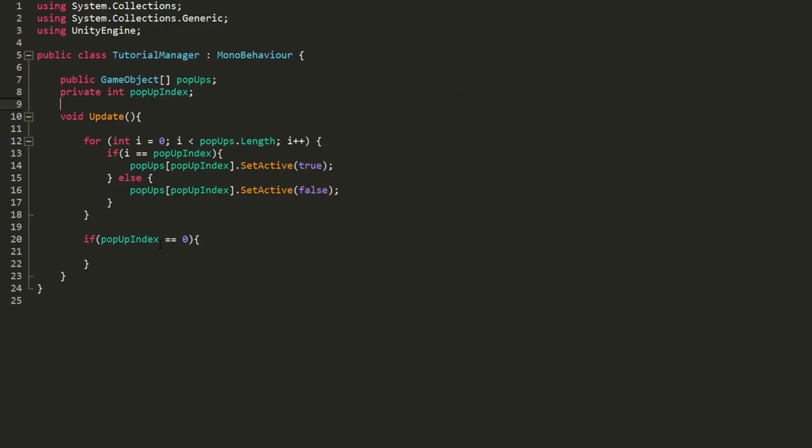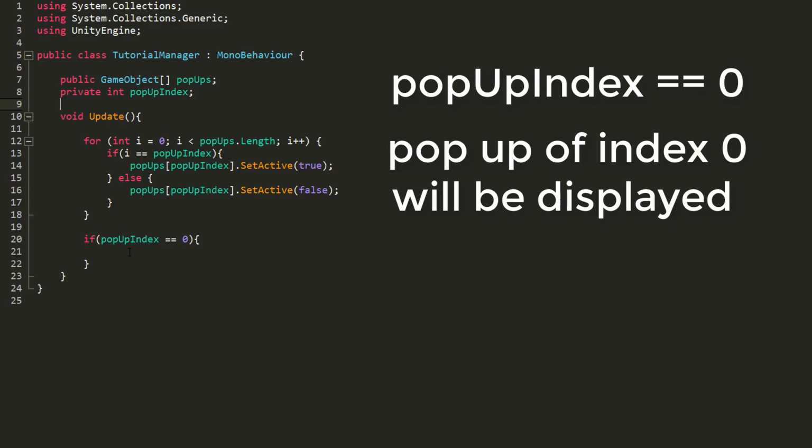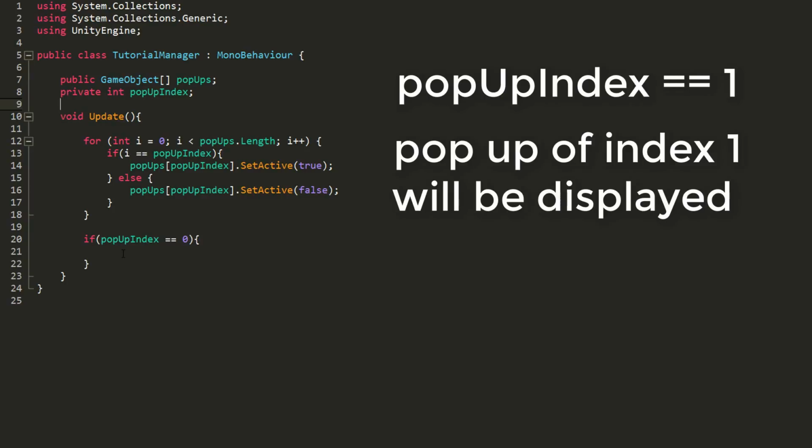So in short, if my pop-up index is equal to 0, then the first pop-up in my array will be displayed and all the others hidden. If it's equal to 1, then the second element in my array will be displayed and the others hidden, and so on.